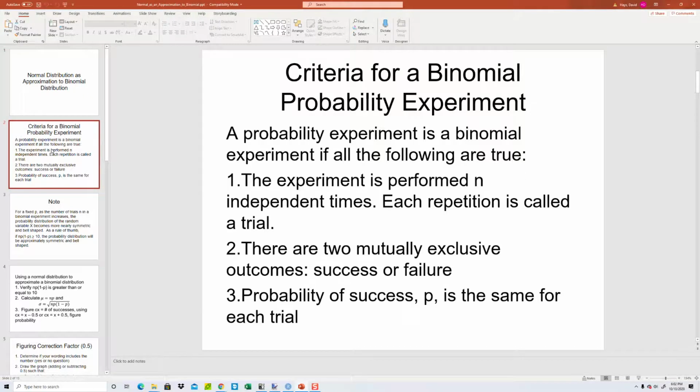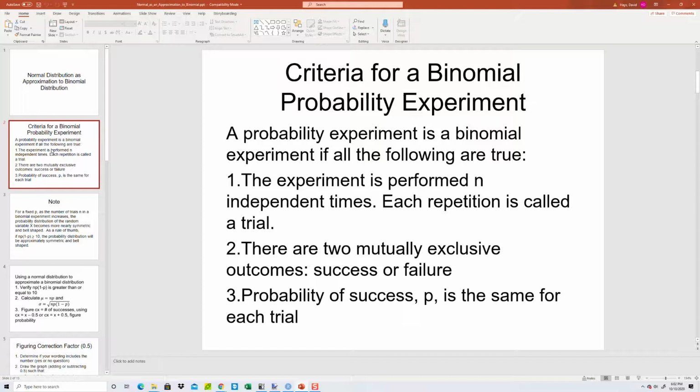Now, in general, the criteria for a binomial probability experiment: a probability experiment is binomial if the experiment is performed n independent times. Each repetition is called a trial, like I flip a coin 20 times. There are two mutually exclusive outcomes, success or failure. And success is nothing good. It's just whatever you're studying.